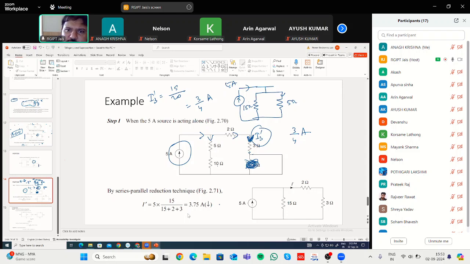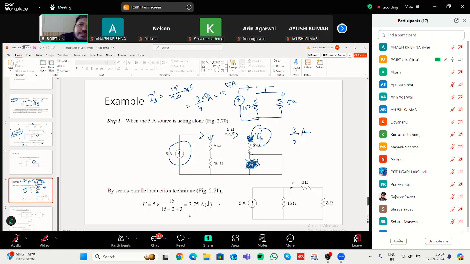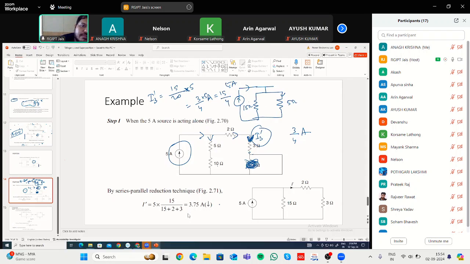It will be 15, and what is the total current? Total current will be 5. I forgot to multiply the 5. That is the total current. 5 will be divided into two parts, so 5 will be multiplied. As a result, it will be 15 by 4 ampere in the downward direction.